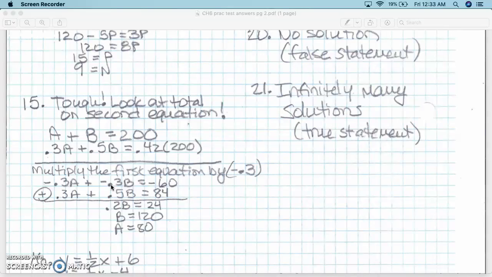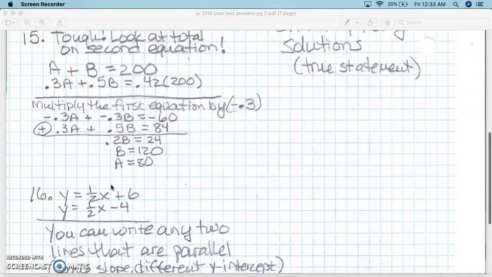Now, how I solved this one, I actually multiplied the first equation by negative 0.3, just used elimination, added them together, and I get 120 liters of solution B and 80 liters of solution A. And I did check those in each equation to make sure that they were true in both, so I knew it was my solution.